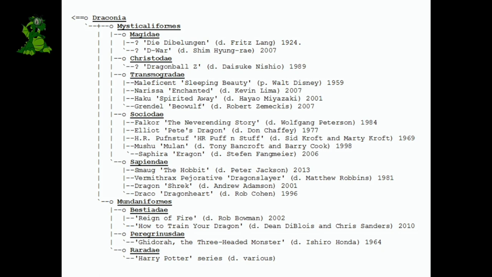The guy that assembled this grouping said that the mystical forms were so magical that they defied classification, but his mundane forms defy classification too. Look down toward the bottom, and you'll see a subgrouping called Peregrinidae that is represented by Ghidorah, the three-headed monster. This category is described as the grouping of dragons that come from outer space.